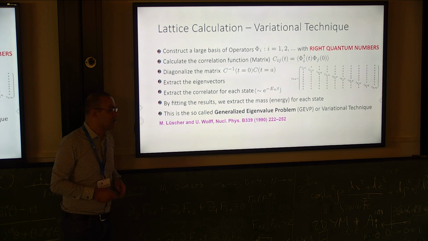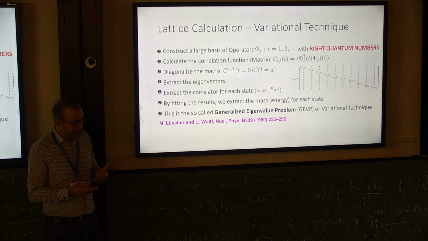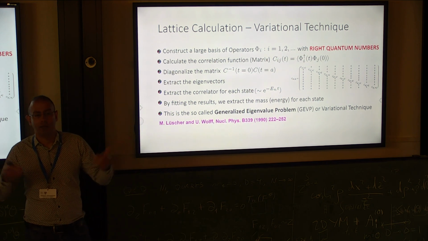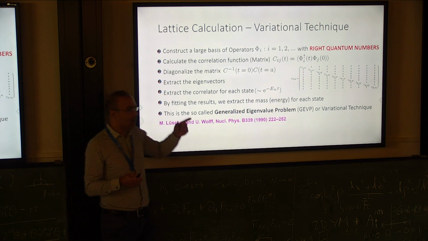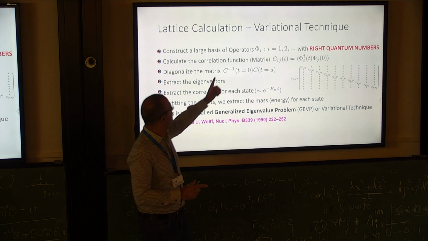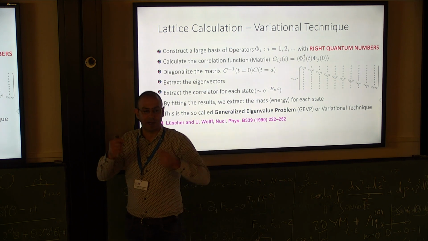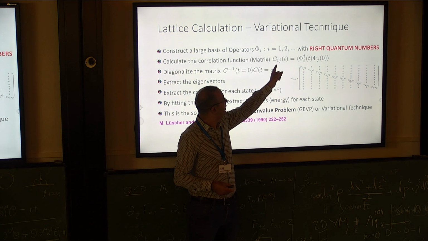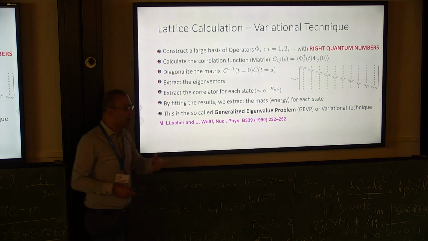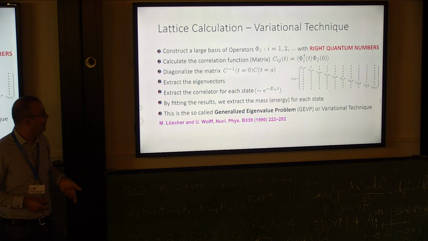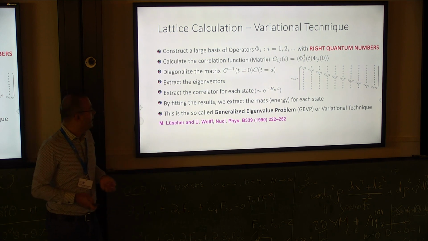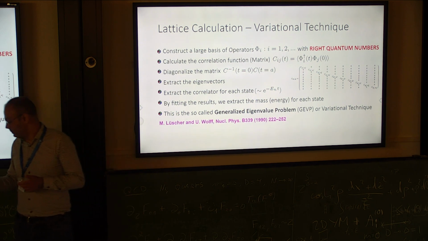The variational calculation is a way to perform the traditional variational calculation we do in quantum mechanics. The idea is that instead of having a correlator, we have a correlation matrix. So we need to construct many of these operators and create the correlation matrix, which we diagonalize, extract the eigenvectors, extract the correlator for each state, and by fitting the results, we can extract the mass of each state. This is the so-called generalized eigenvalue problem.